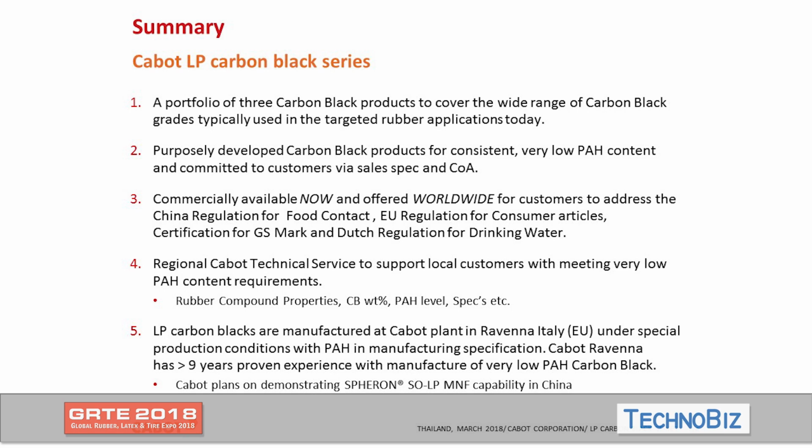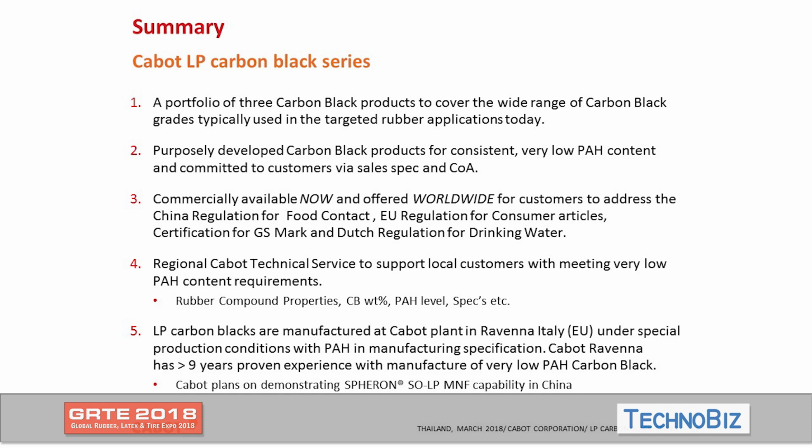So this is the last slide, as a summary. The Cabot LP series is a portfolio of 3 carbon black products to cover a wider range of carbon black grades typically used in targeted rubber applications. We developed a carbon black product with consistent, very low PAH content and committed to customers with sales spec and COA. I think that's very important. All of our products, when we sell them to the customer, are guaranteed for very low PAH.